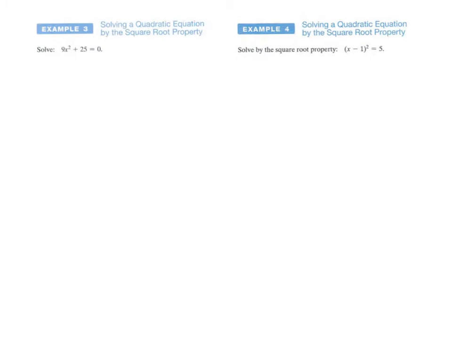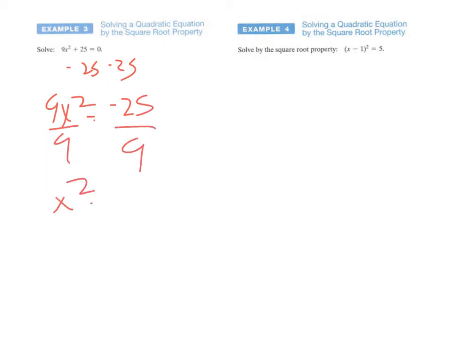So we're going to do the same thing here. Isolate our variable, minus 25, both sides. So I get 9x squared equals negative 25. And divide by 9, x squared equals negative 25 over 9. And when I take the square root, I get a plus minus. And now here's the difference: I have a negative.